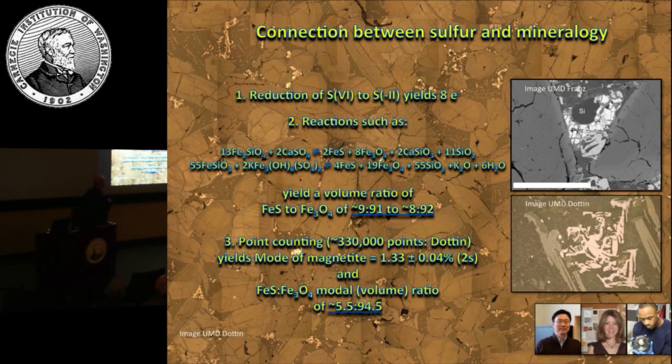The first argument is, if you take sulfate and you reduce it to sulfide, you need 8 electrons to run this reaction. And if you put it into a reaction which is proposed for generation of the magnetite, so this would be the iron component in olivine or the iron component in a pyroxene, this would be a calcium sulfate, this would be a jarosite, you will form a small amount of iron sulfide.